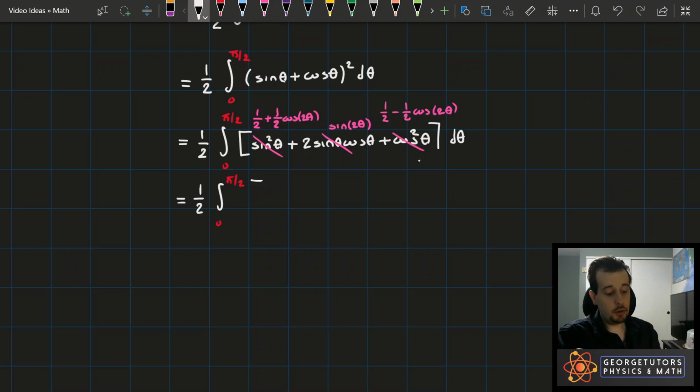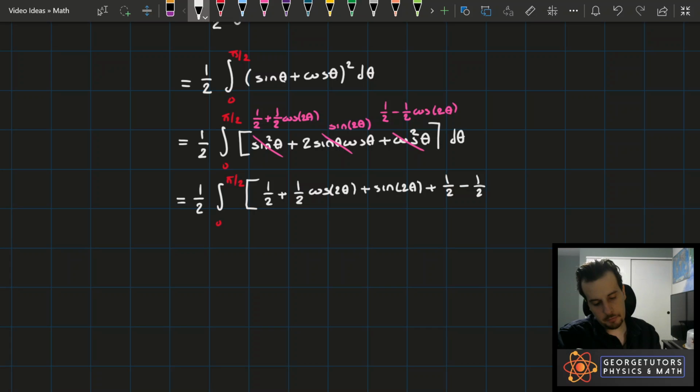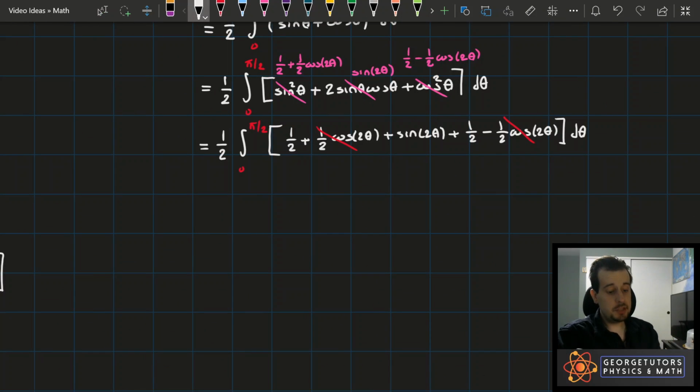So you can see here that I can open up a big bracket and then start putting all these things in here. We're going to get a little bit of cancellation, as you can see, for the cosines. So we have 1/2 plus 1/2 cos 2 theta plus sine 2 theta plus 1/2 minus 1/2 cos 2 theta, and then all of that being integrated. Okay, so these are going to go away. These are going to add to 1. So we basically have 2 integrals right now remaining.